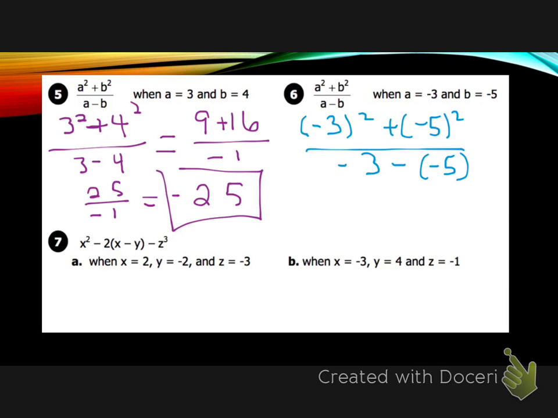So really be careful with these negative signs. Remember, the negative 3 is inside the parentheses, so it's going to be negative 3 squared, which is going to be 9, plus negative 5 squared, which is 25. And that's all going to be over negative 3 minus a negative 5. Remember, keep change. You make it negative 3 plus 5, so we've got a positive 2. So 9 plus 25 is going to give us 34 divided by 2, which is 17.